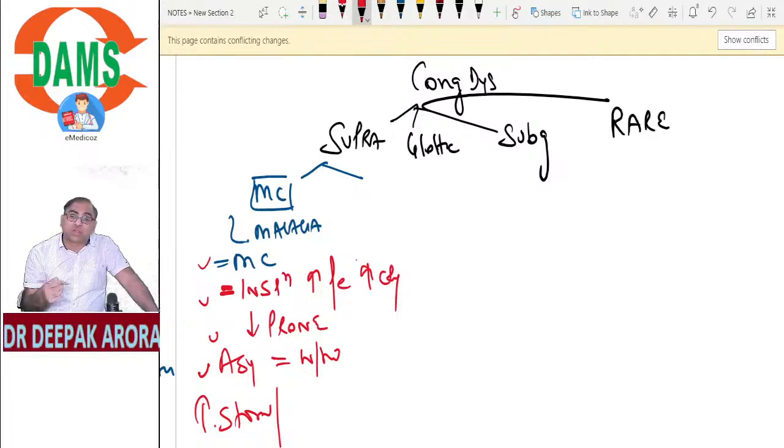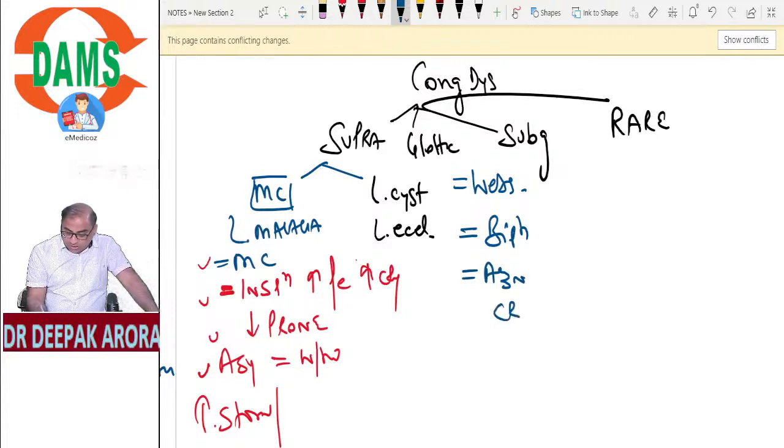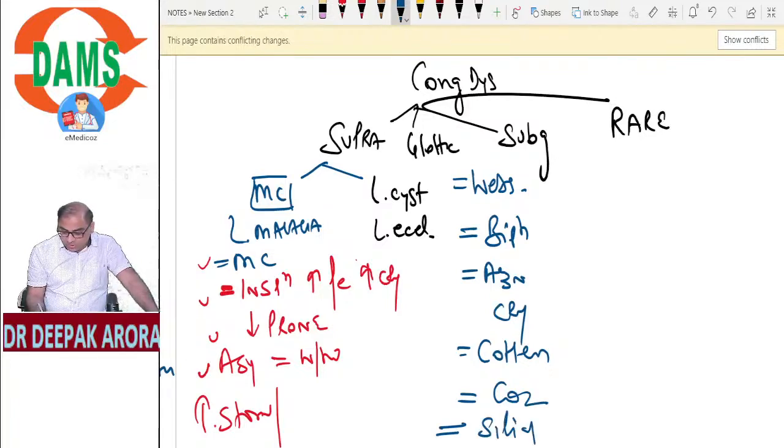What are the other things in the supraglottic segment we have read? One is the aryepiglottic fold, and the laryngeal cyst, or we can write laryngocele. Glottic area is equal to webs. Glottic area: webs is equal to biphasic dyspnea is equal to abnormal cry is equal to Cohen's classification is equal to CO2 laser is equal to celastic web. I hope you are getting my celastic key to avoid webs.